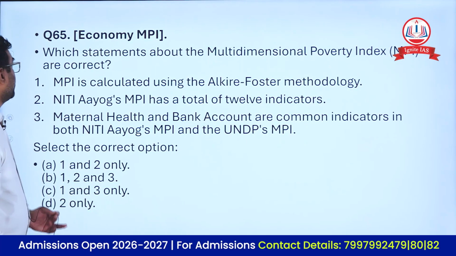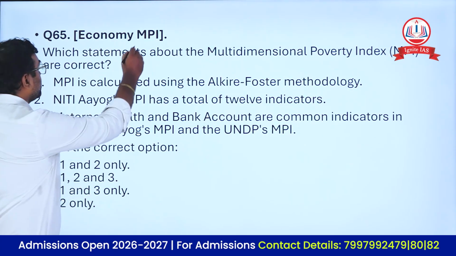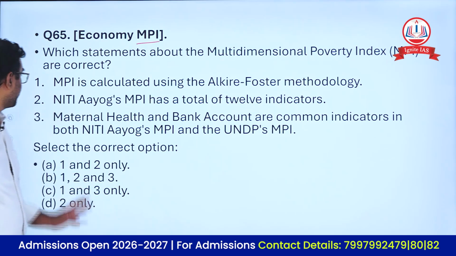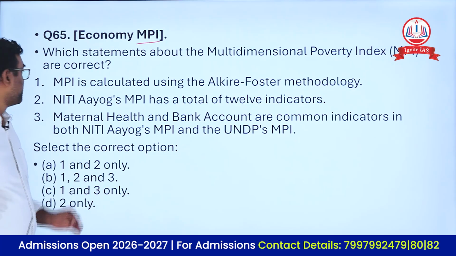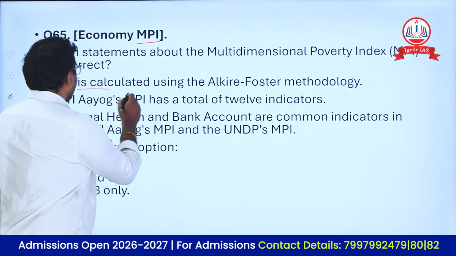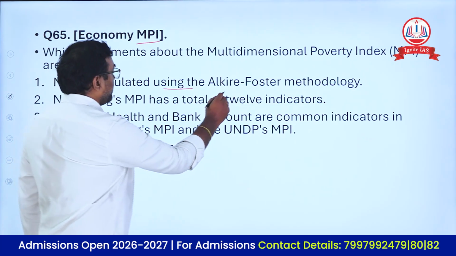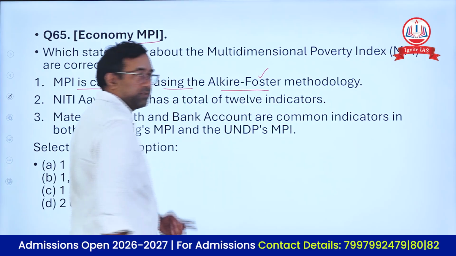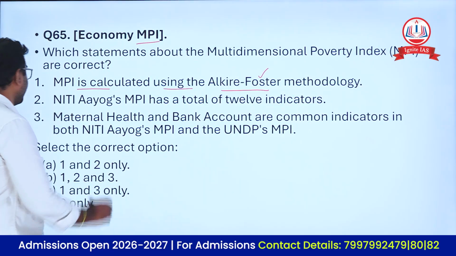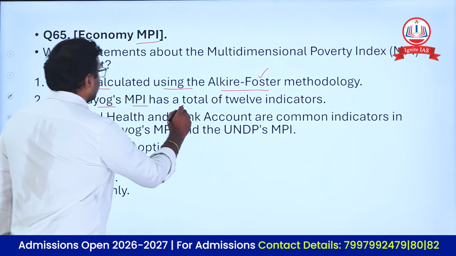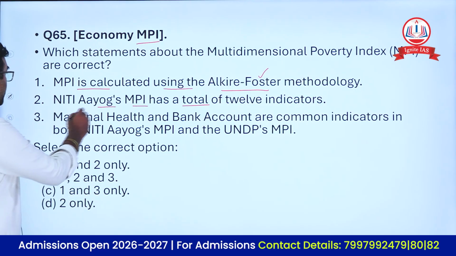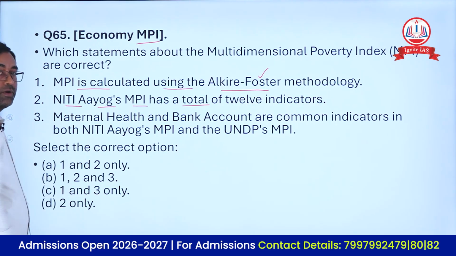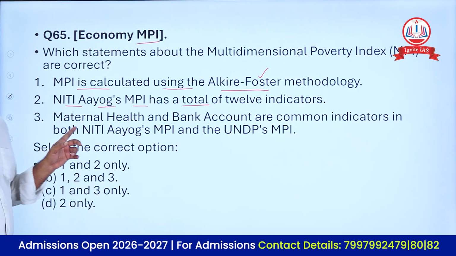So the next one is MPI, the multidimensional poverty index. They have given 3 statements, so we will try to understand what those 3 statements are. The first statement says that MPI is calculated using the Alkire-Foster methodology. Second, NITI Aayog's MPI has a total of 12 indicators, they are saying. Here, NITI Aayog's multidimensional poverty index means the National Multidimensional Poverty Index.